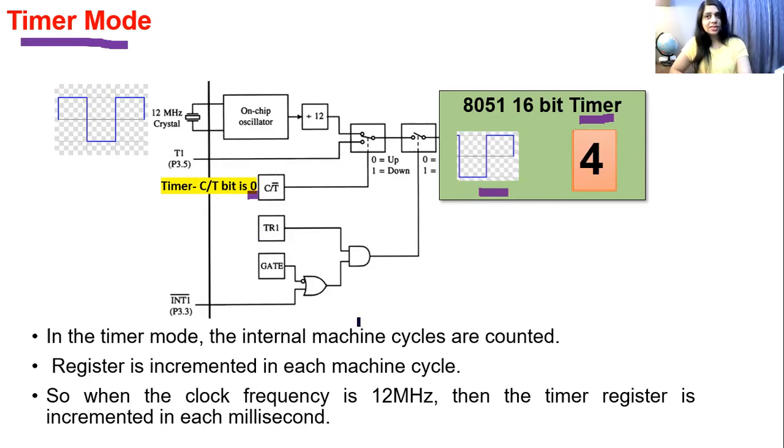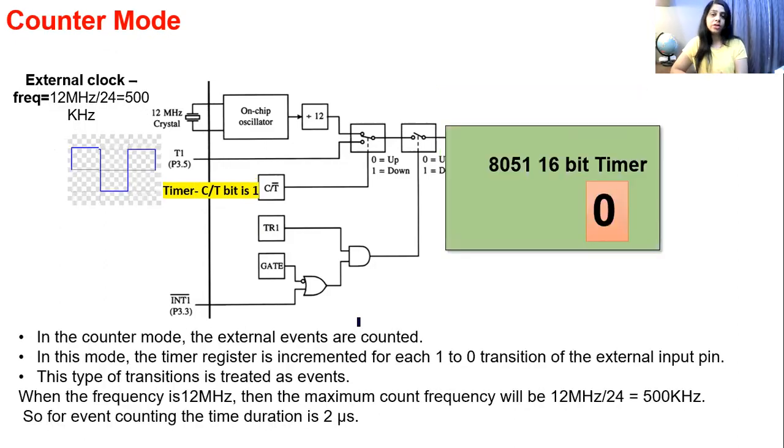So this is all about timer mode. Now what is counter mode? In counter mode, the source is different. In counter mode, the source is an external pin. This is the external hardware pin which is available in the 8051 microcontroller, that is T1, port 3 pin number 5. Whenever in the TMOD register the C/T bit is 1, then it enters into counter mode. When it is in counter mode, the source is external. So a clock will be generated externally and it will enter into the timer.